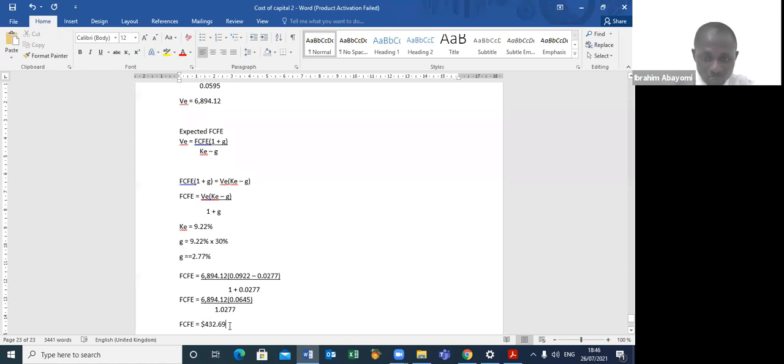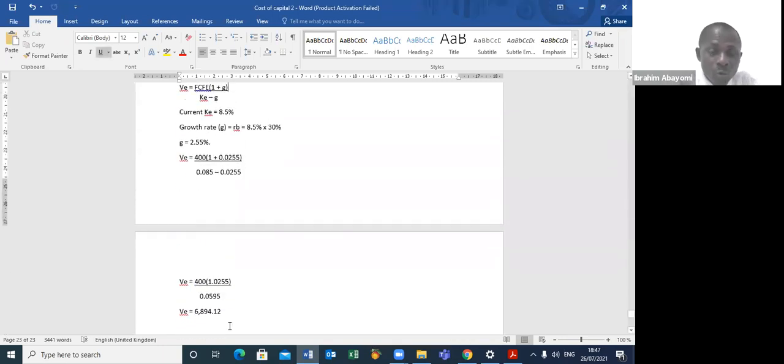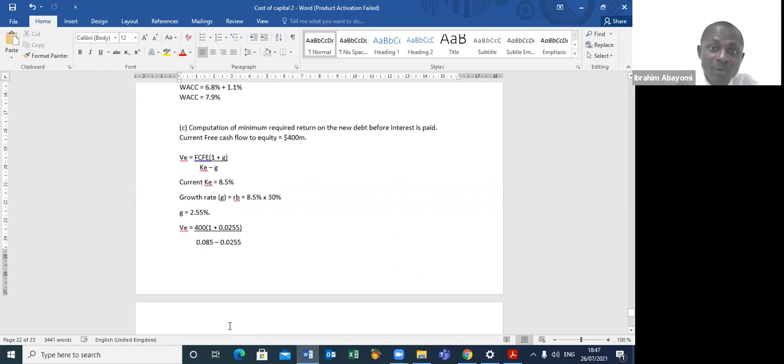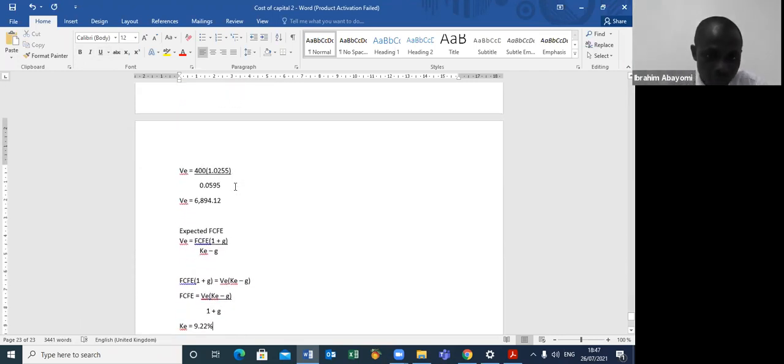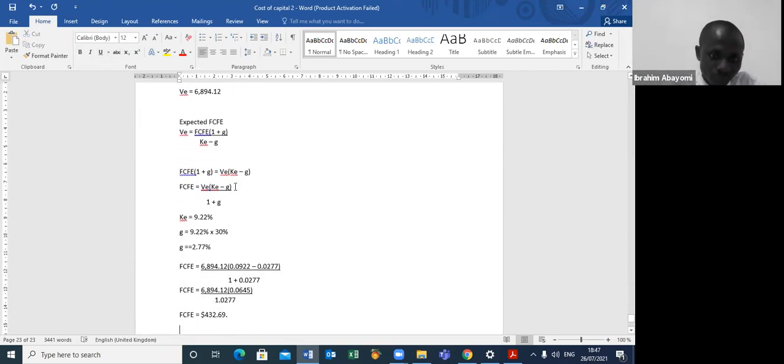But look at what the question asks you to compute. The question did not say what should be the free cash flow. The question says what should be the additional, the minimum required return on the new debt. Please take note, it is on the debt alone. What should be the profit that we accrue to this company as a result of taking the new debt alone? So I will compare the initial free cash flow with the new one. That will be the additional.